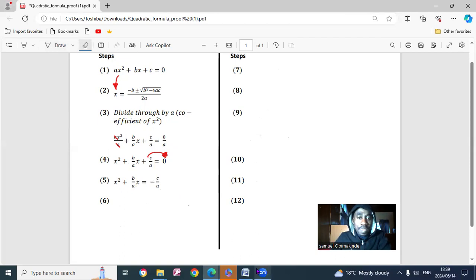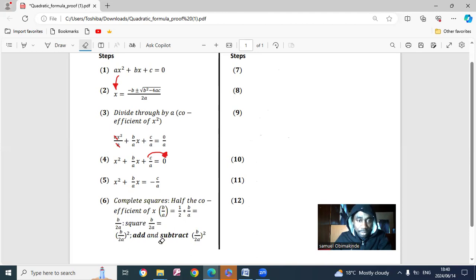Then in step 6, we will have to complete the squares. And to complete the squares, all you need to do is to follow the simple steps that will be given in step 6. And this is where most learners get confused. So let's see the steps.